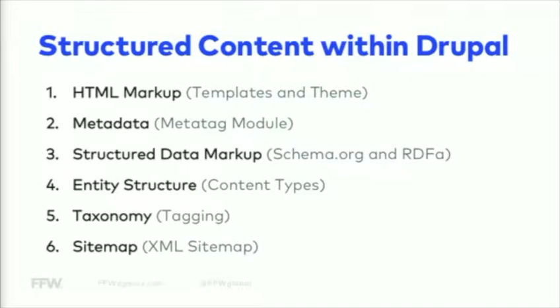Entity structure, in other words, the content types, the fields, the specific field structure that you give your information. Taxonomy, so the different tagging and taxonomy vocabularies used to tag and describe and categorize your content. And finally, sitemap, and specifically an XML sitemap. So these are some of the main ways that we enable more structured content within Drupal. In the session today, we're really focusing on number 3 here.